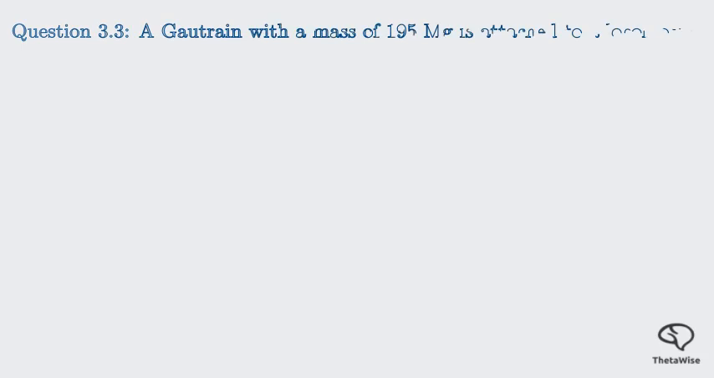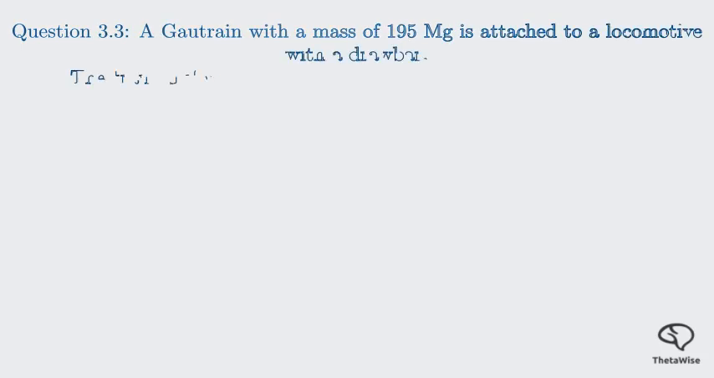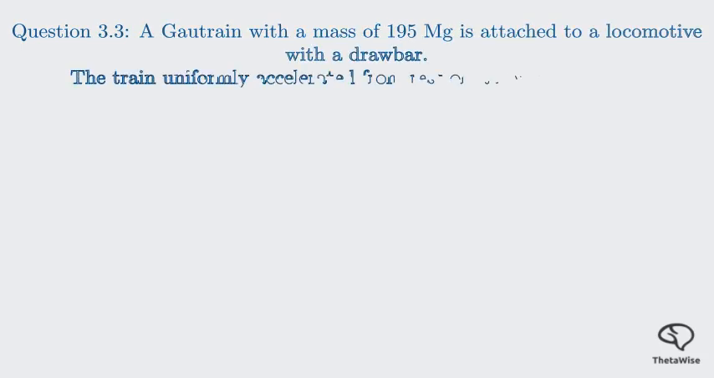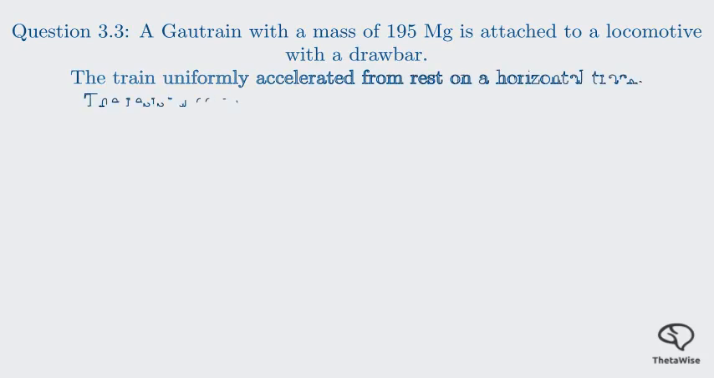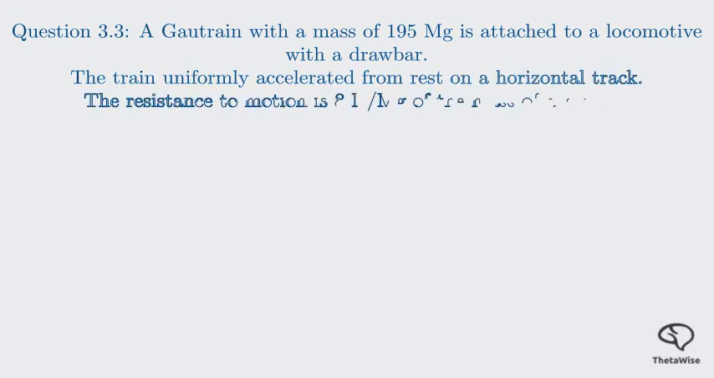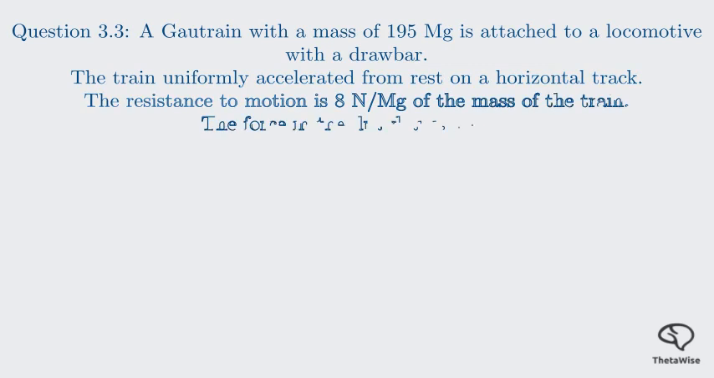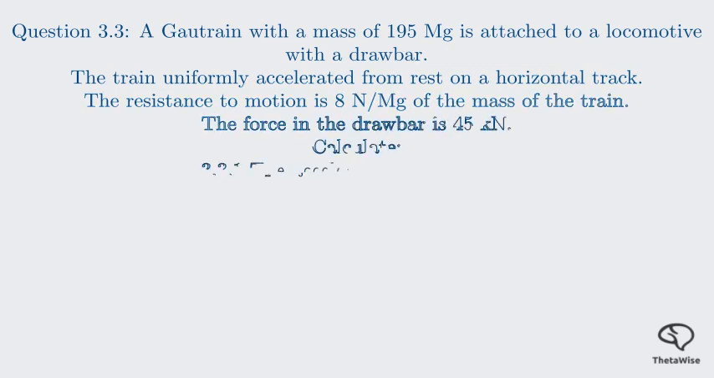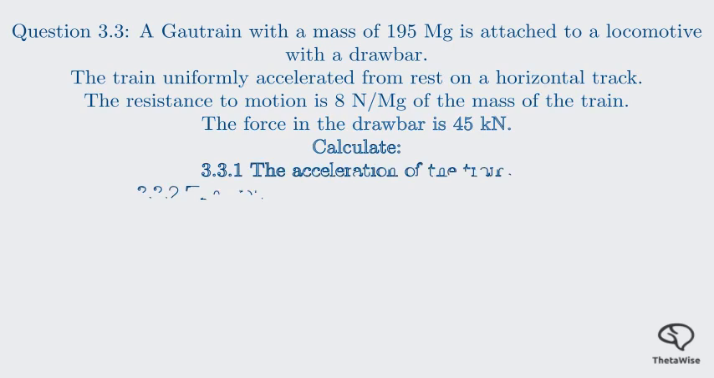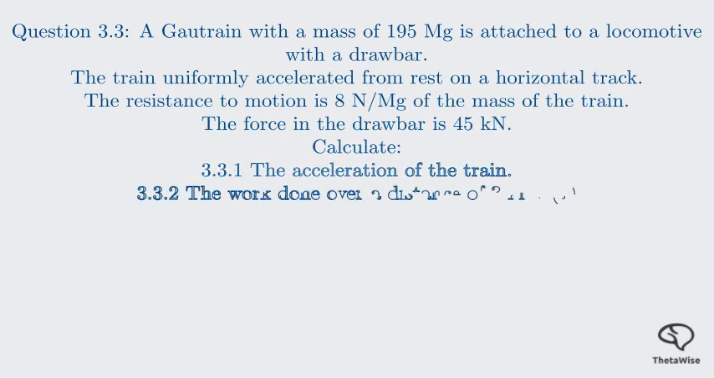Let's move on to question 3.3. This problem is about a train accelerating. The question states, a Gautrain with a mass of 195 megagrams is attached to a locomotive with a drawbar. The train uniformly accelerated from rest on a horizontal track. The resistance to motion is 8 newtons per megagram of the mass of the train. The force in the drawbar is 45 kilonewtons. We need to calculate the acceleration of the train and the work done over a distance of 3 kilometers.